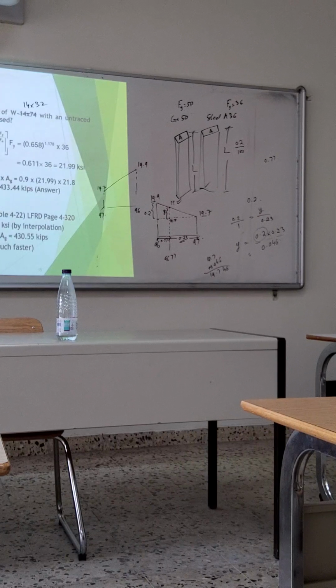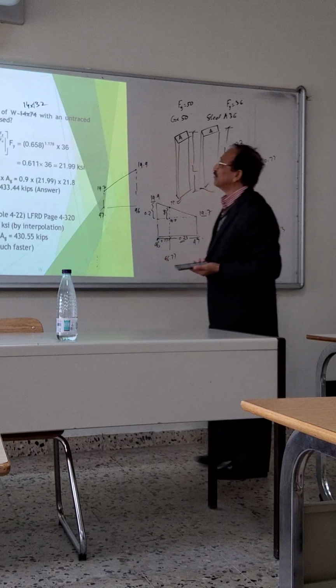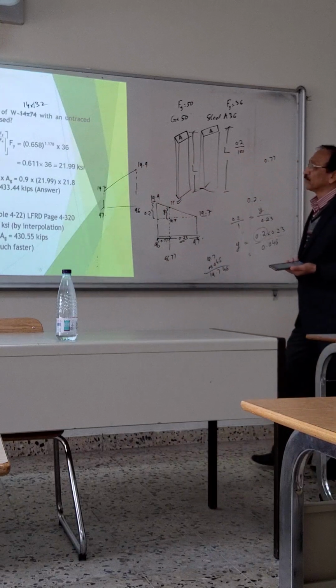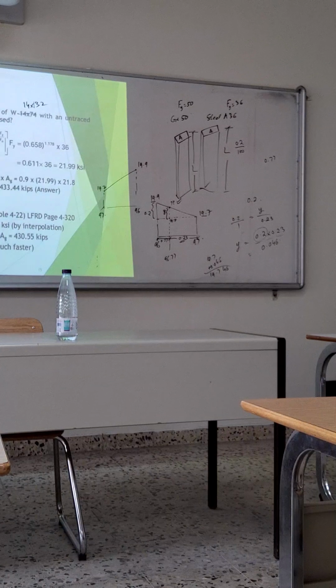There is no 14 multiplied by 32. No, sorry, not 132. W14 by 130. The first one? Yes, first.